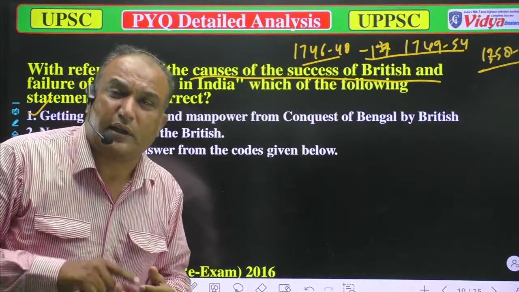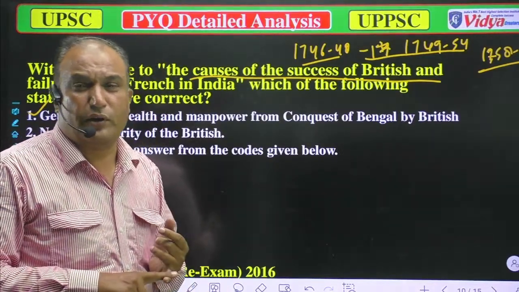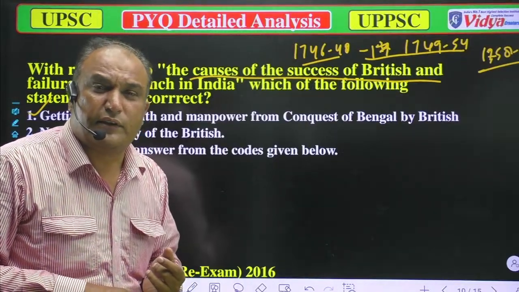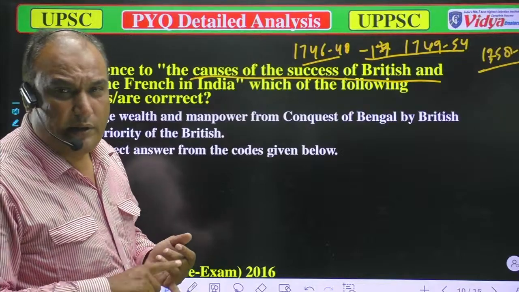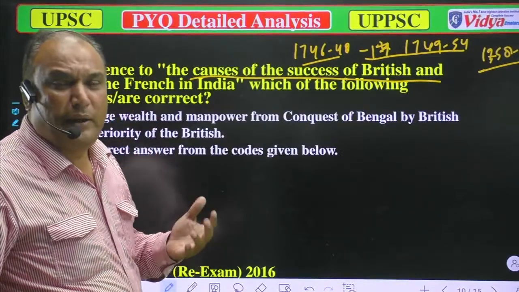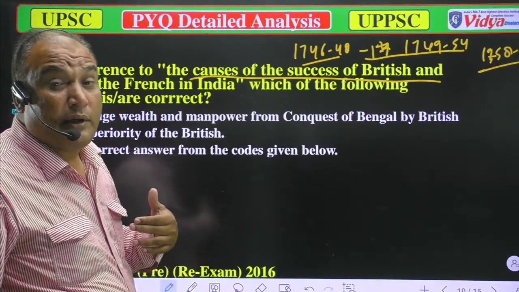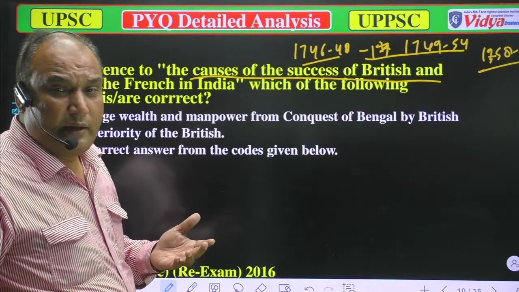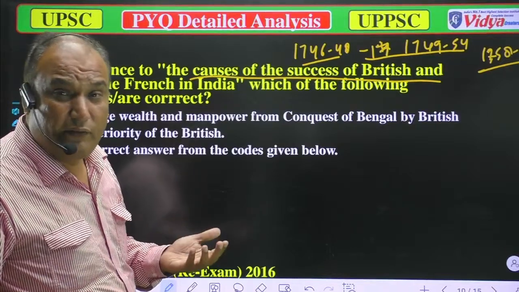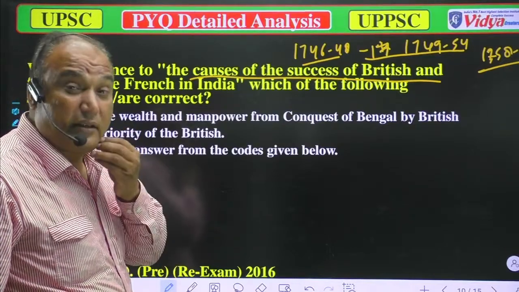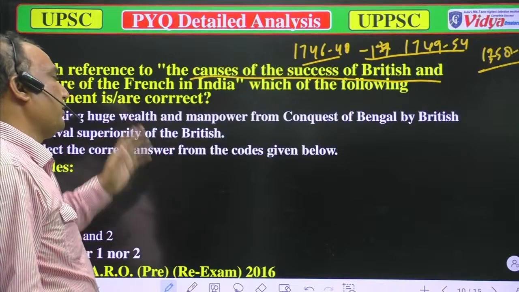They started exploiting Bengal, getting agricultural produce like jute, sugar, rice, indigo, and many more things from Bengal. Similarly, they were getting passive income like land revenue and some taxes. So the first point is quite good.